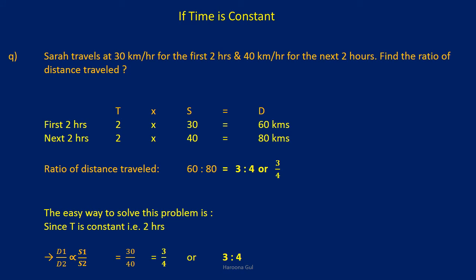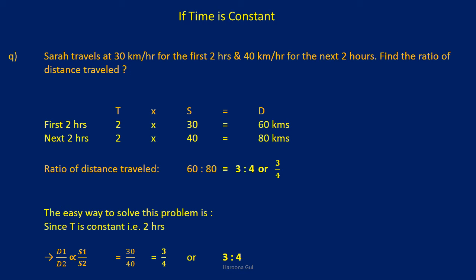Sarah travels at 30 kilometers per hour for the first 2 hours and 40 kilometers per hour for the next 2 hours. Find the ratio of the distance traveled. Now, we can solve this problem in 2 ways. The first way is to put the values in the formula of time, speed and distance and find the answer. And the second way is a very direct way of solving the question. But first, have a look at how we can solve this problem by putting the values in the time, speed and distance formula.